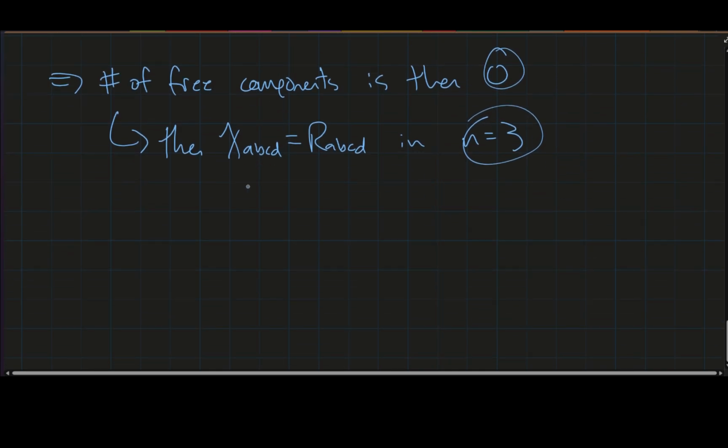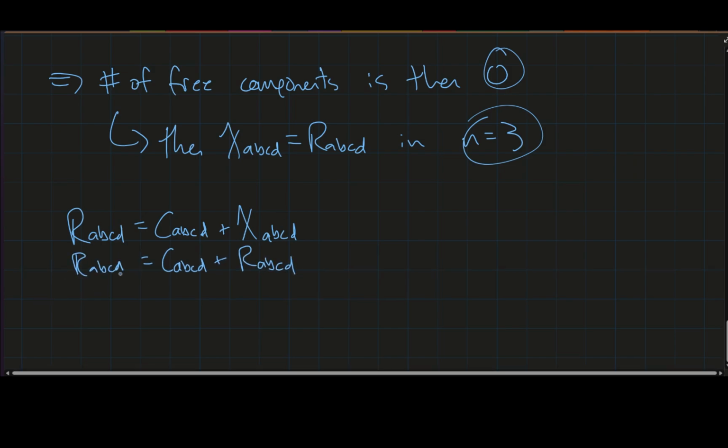So then we can go back to our original equation, right? So let's substitute in our R_ABCD here, because we've shown that that's what chi is. We can cancel on both sides, and this implies that the Weyl tensor equals 0 in n equals 3.